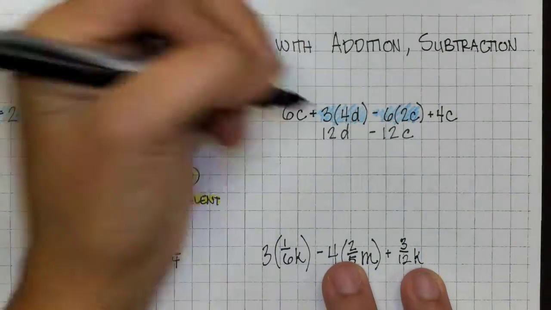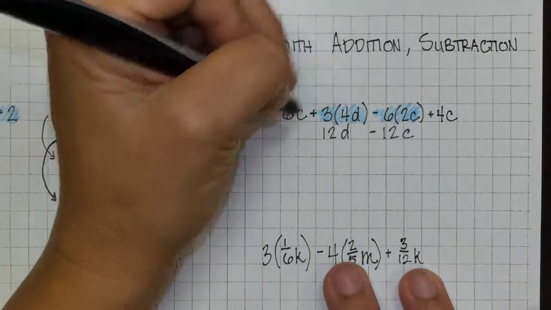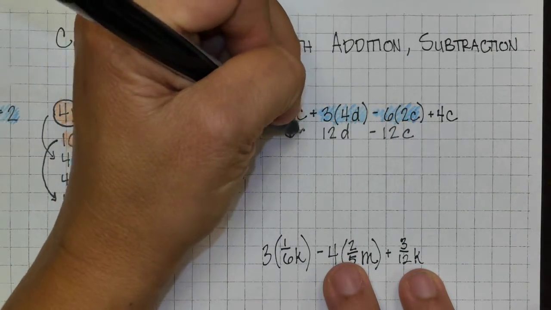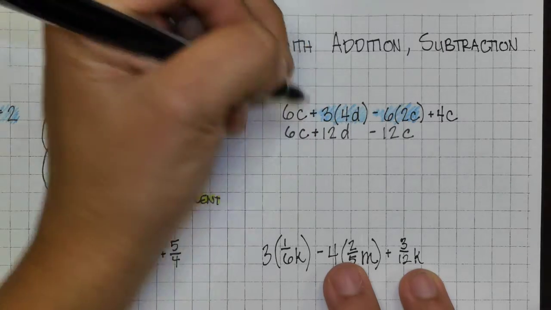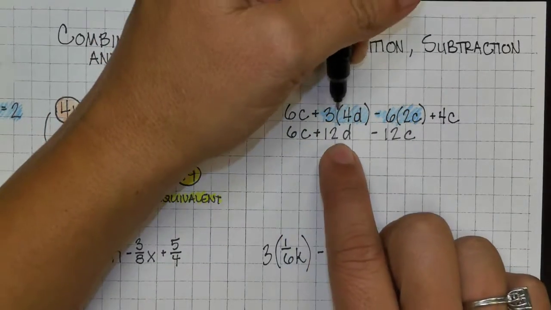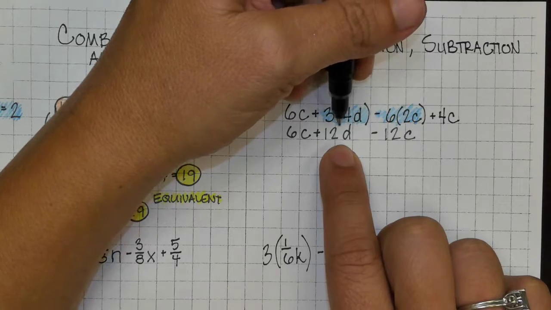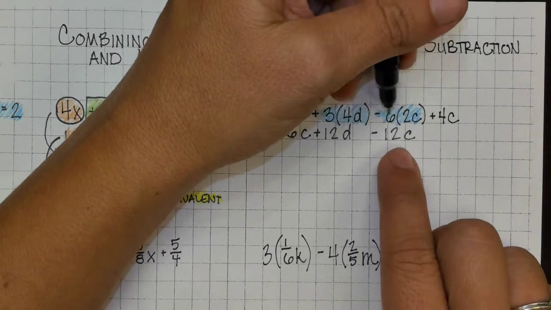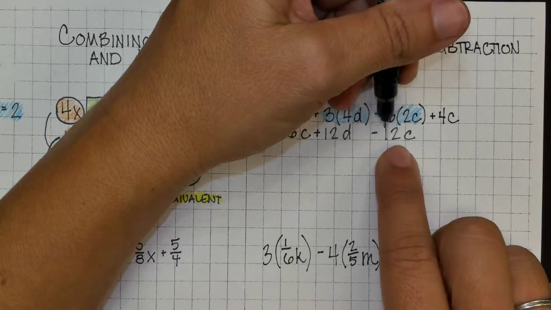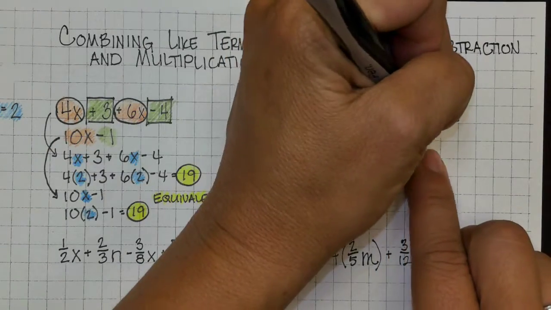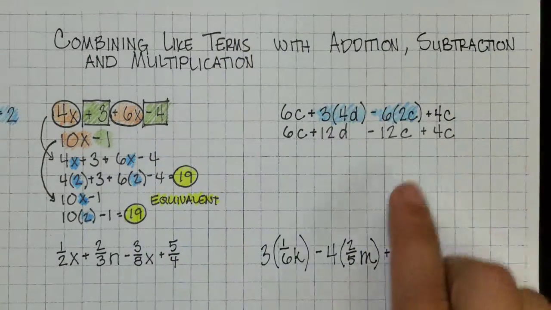So I just brought that down, and now I'm going to bring down my other parts. I still have the 6C. There's my addition, so this is happening here, plus 3 times 4D ended up being 12D. Subtract 6 times 2C is subtract 12C. And now I still have plus 4C.